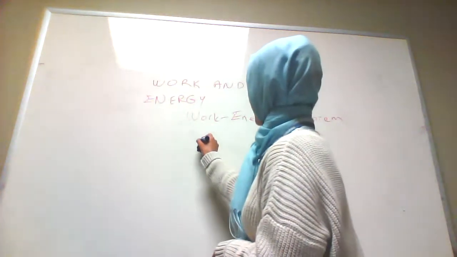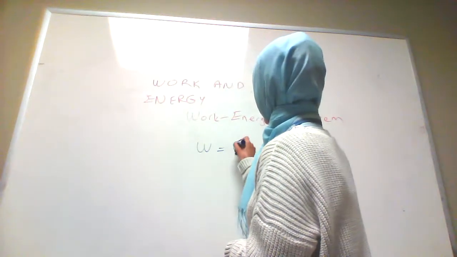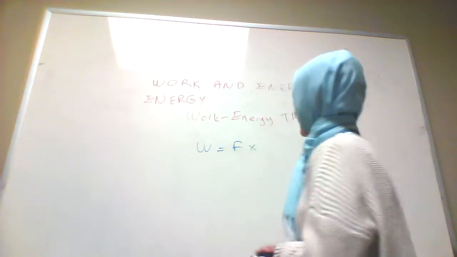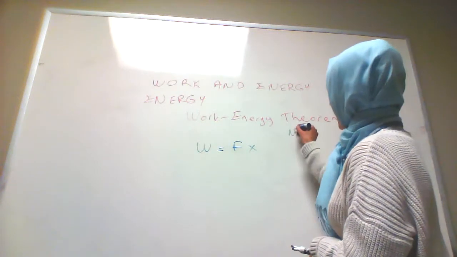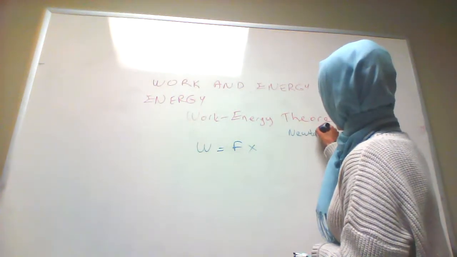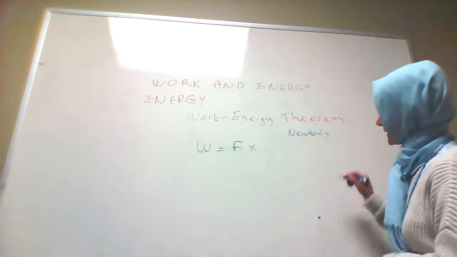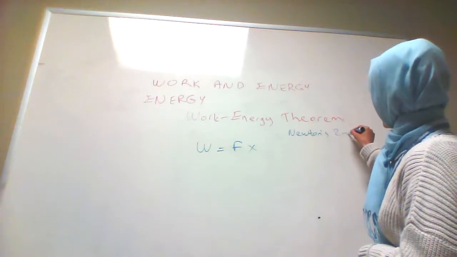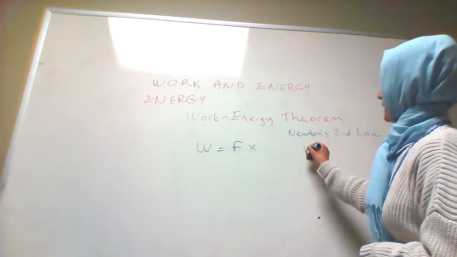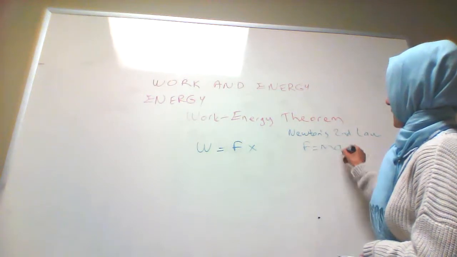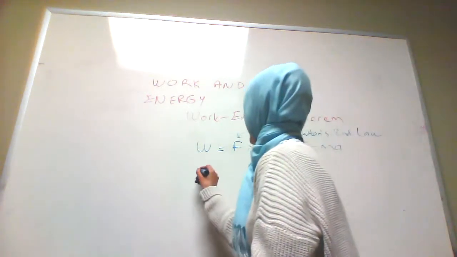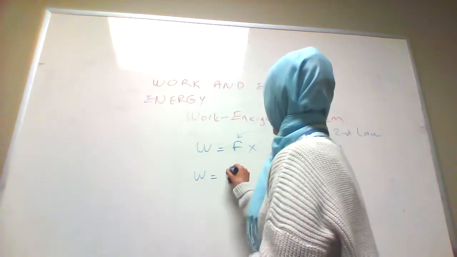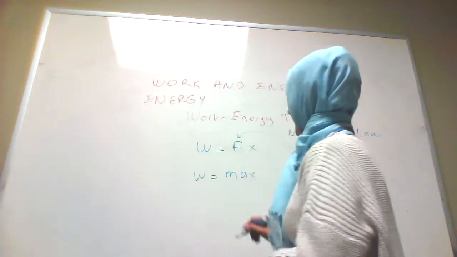So let's start from work is equal to force times the distance. I'm going to put x in here. And before, from Newton's laws, right, Newton's second law. What was Newton's second law? Remember? Force is equal to mass times a. So let's enter this in here and see what happens. Work is equal to mass times a times x.